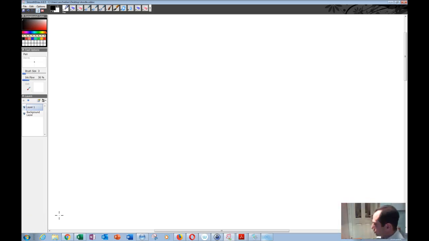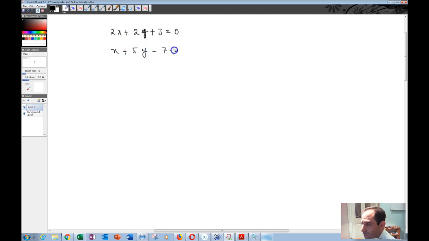Okay, so now we want to talk about a few algebraic methods of solving pairs of linear equations. So basically we've got these pairs of linear equations, and you need to solve them. For example, you have 2x plus 2y plus 3 is equal to 0, and x plus 5y minus 7 is equal to 0. You have this pair of linear equations and you want to solve them.